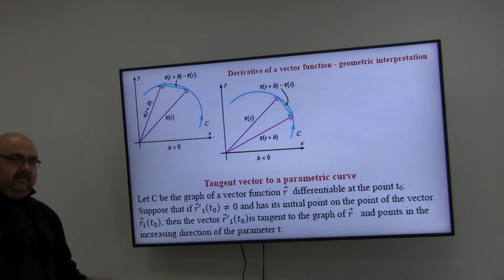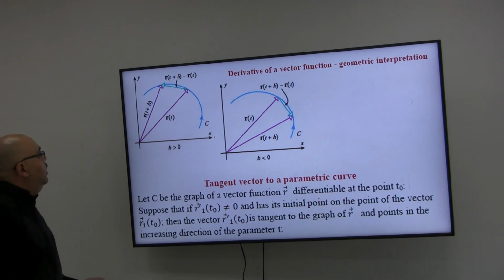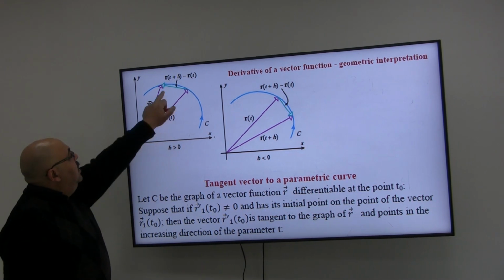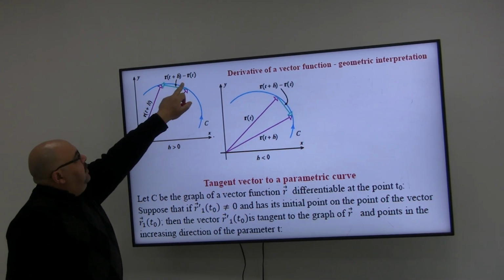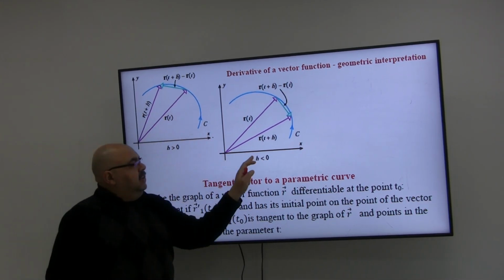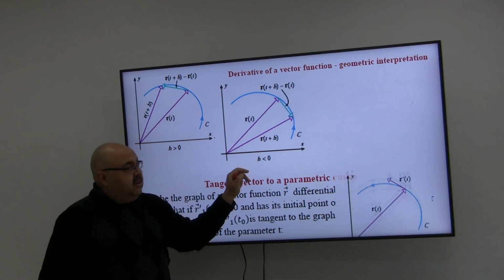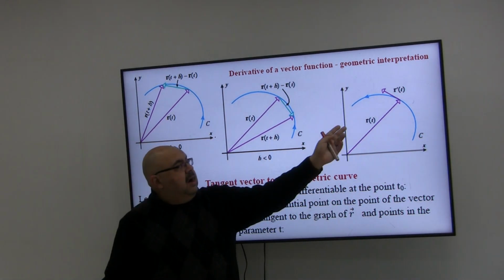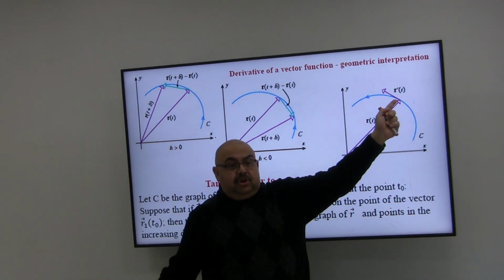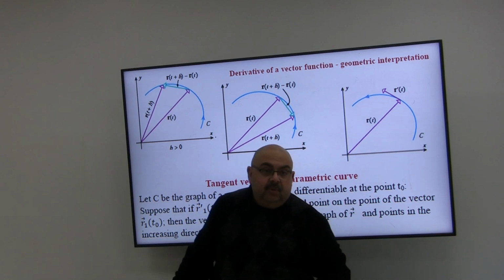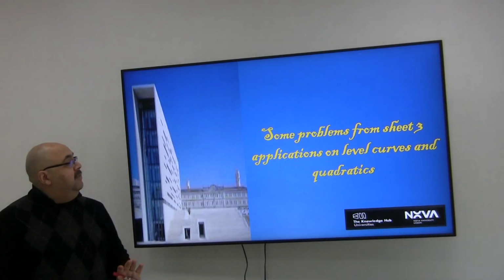Same way, for a vector value function, if I take h greater than 0, this is r(t + h) minus r(t), and if I take h less than 0, that's going to be the case in both of them. r dash represents the tangent. Are you with me? Okay, really very good.